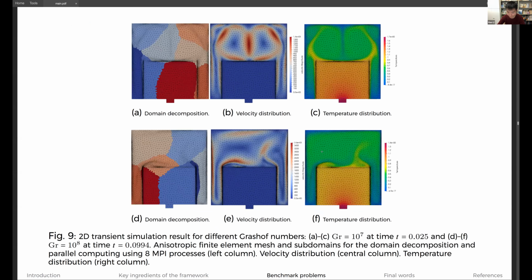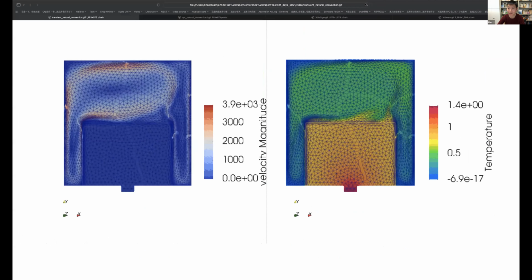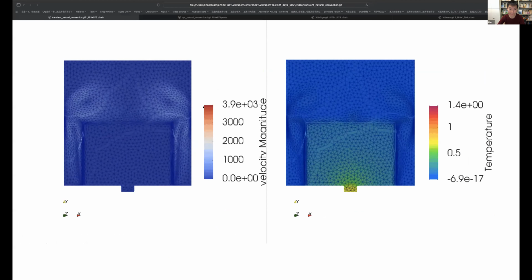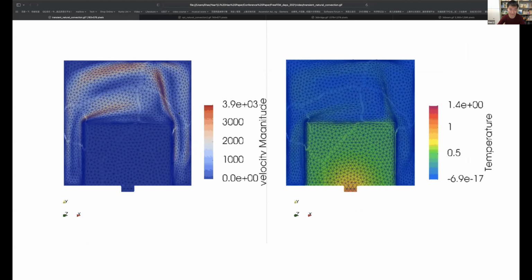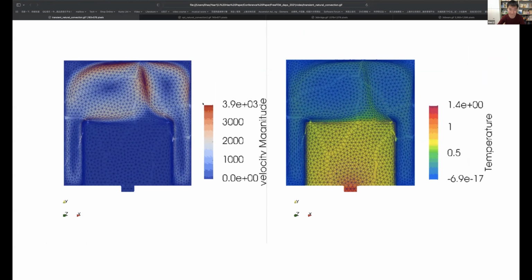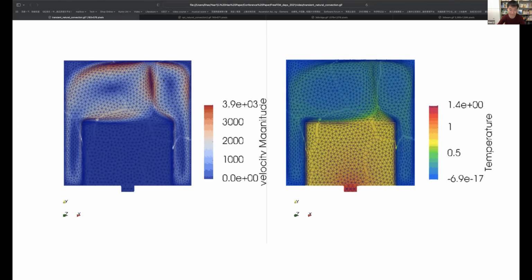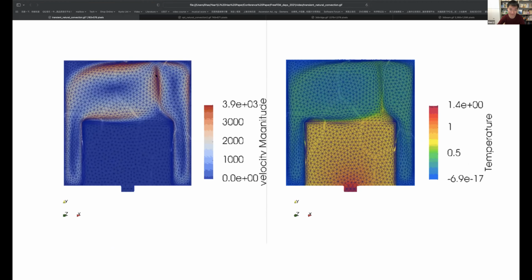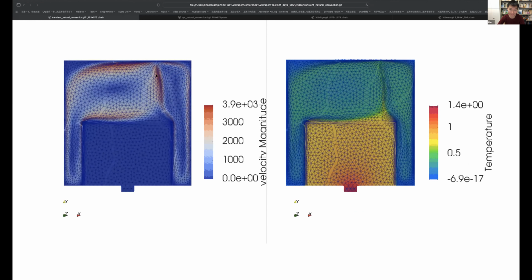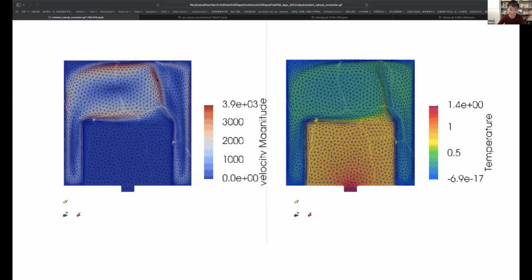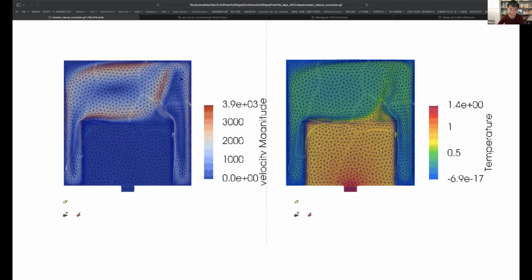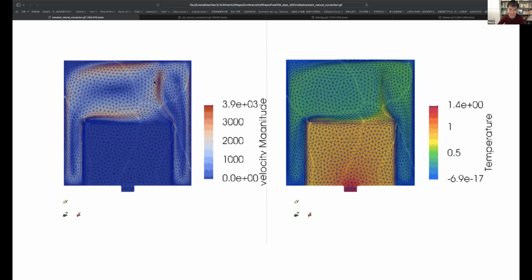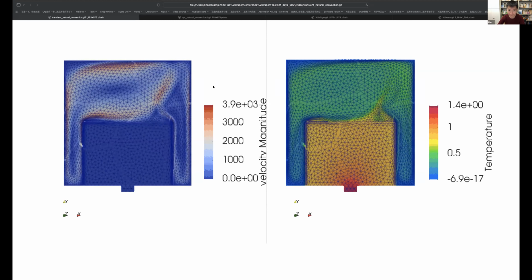Okay, here we have one video for this. In this test case, the Grashof number is 10 to the 8. Then the flow behavior is like this. It cannot converge to a steady state, and it will oscillate periodically like this.